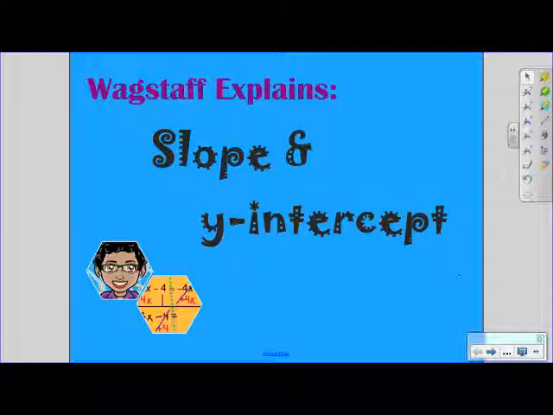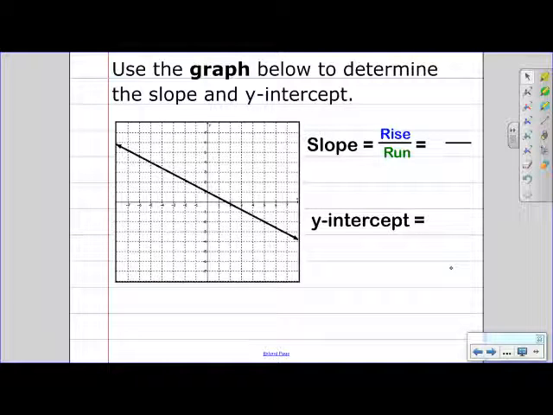Today's topic, slope and y-intercept. Let's look at our first question. Use the graph below to determine the slope and y-intercept. So we're going to find slope first.